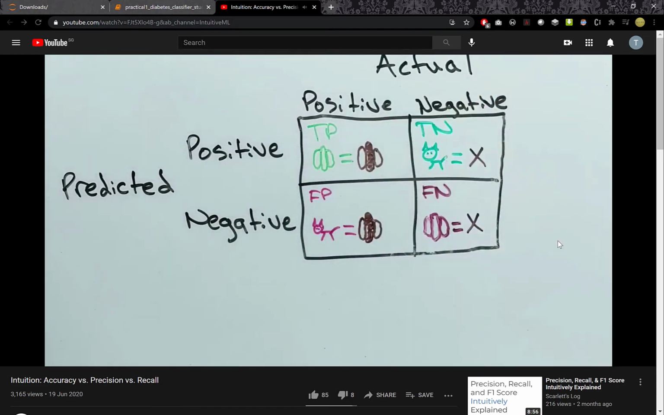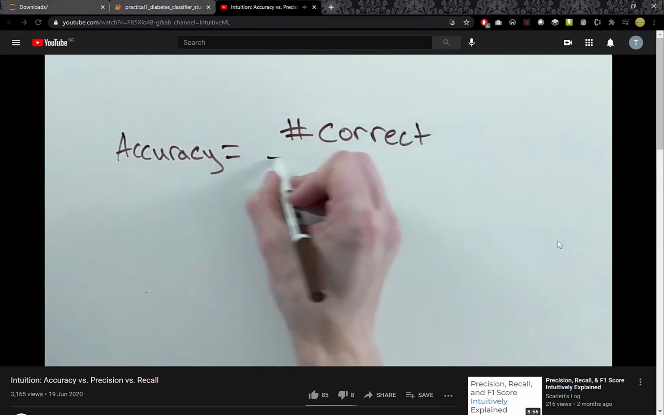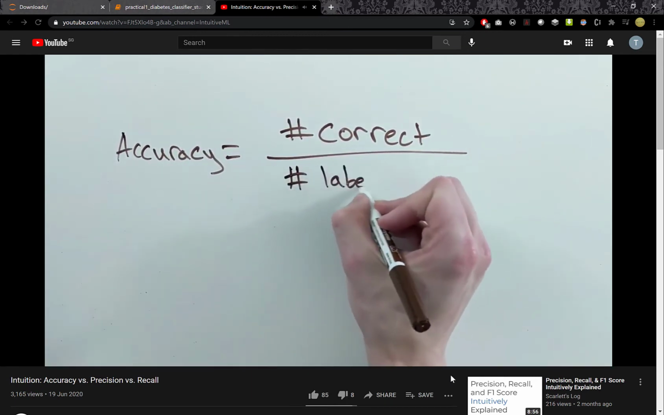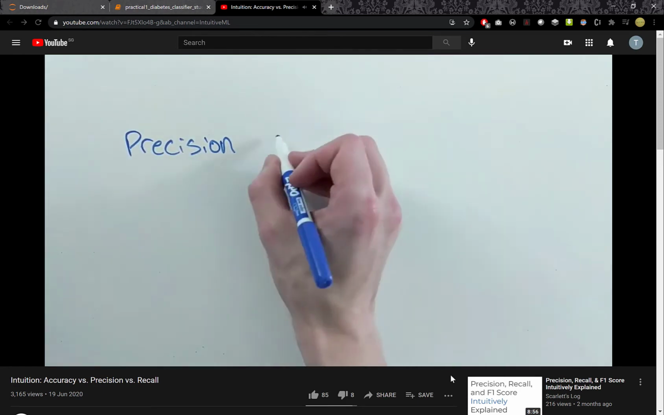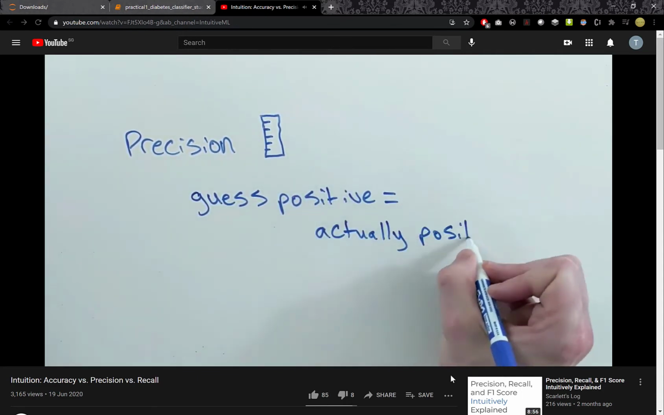Indicates whether you labeled it correctly or not, and positive or negative is what you labeled it. So to recap, accuracy is just the number of things you correctly labeled as positive and negative divided by the total number of things you labeled. In the case where you are trying to classify a lot of things instead of just one, the overall accuracy is just the number of things you correctly labeled in each category divided by the total number of things you labeled. Precision is a measure that tells you how often something you label as positive is actually positive.